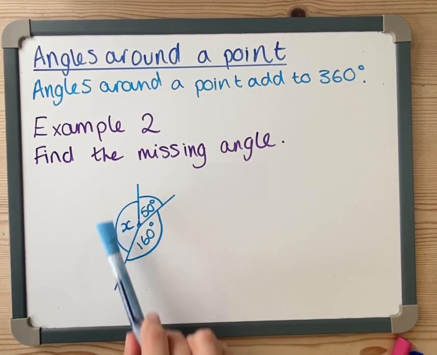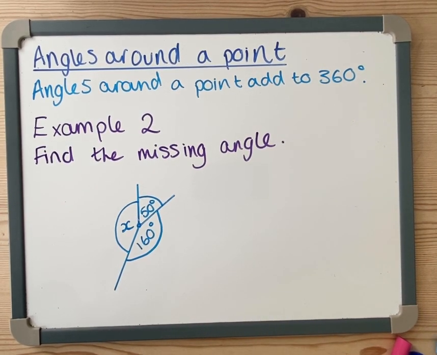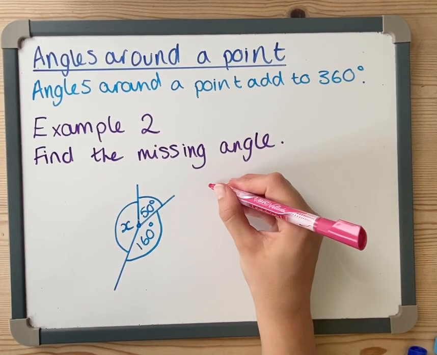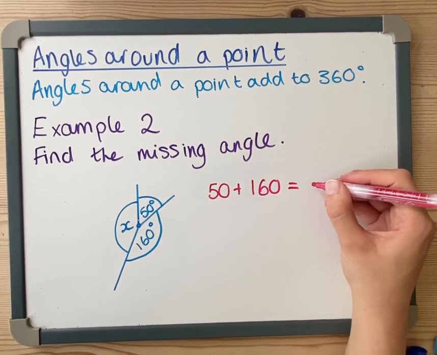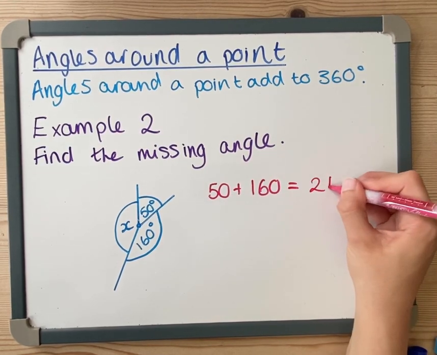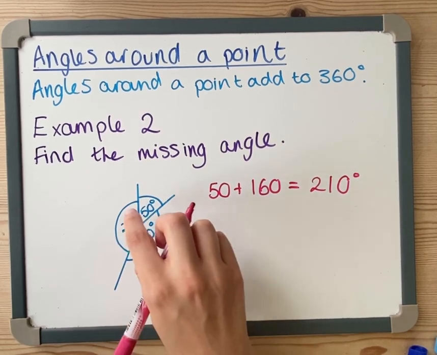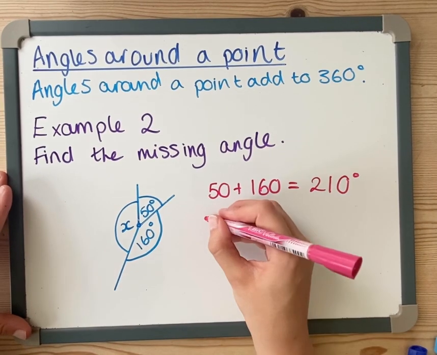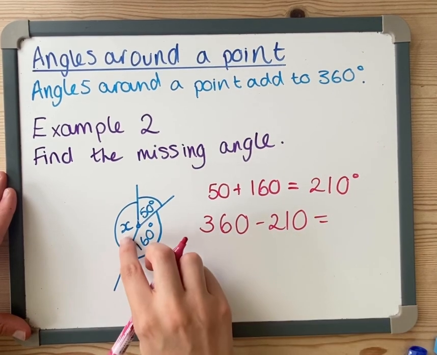Now we know that all of these angles, because they go around that point in the middle, add to 360 degrees. So I've got to find out what that missing one is. If I work out what I've got all together to begin with, I've got 50 and 160 that I know are there. If I add those two together, that's 210 degrees. And then to work out that leftover bit, I do my 360, which is the whole thing, take off the 210, then I'll be left with my missing angle.